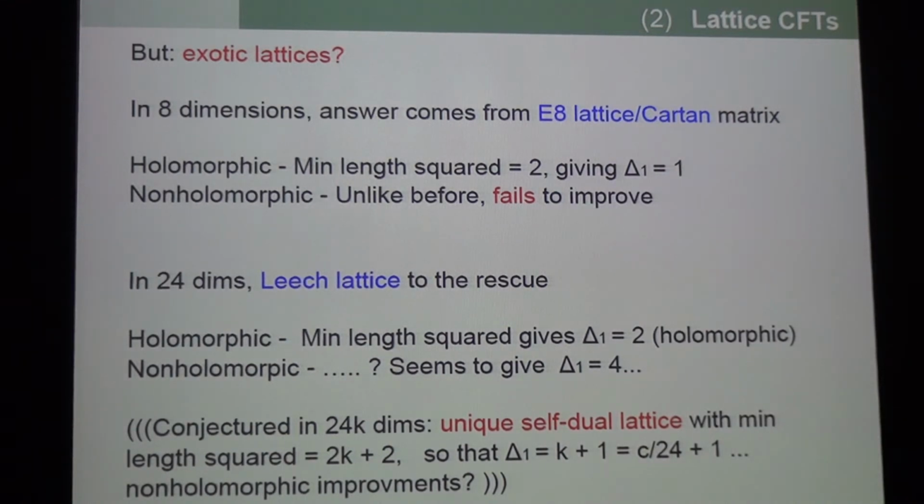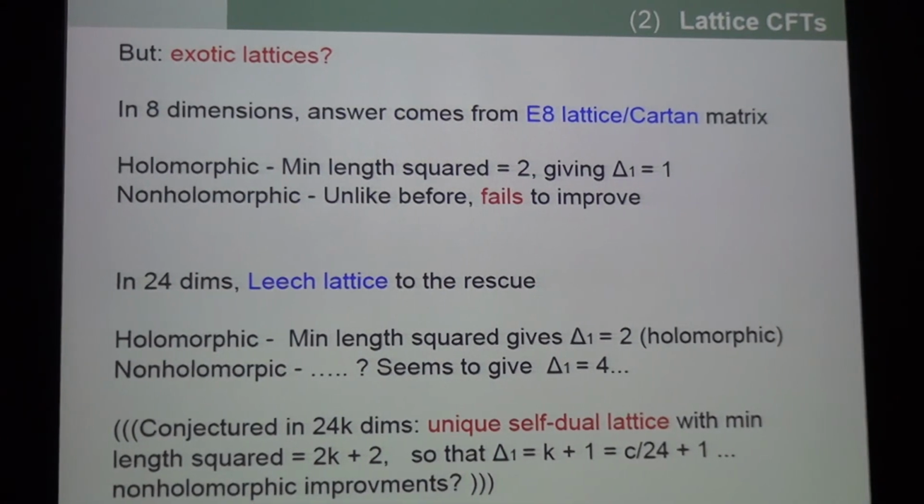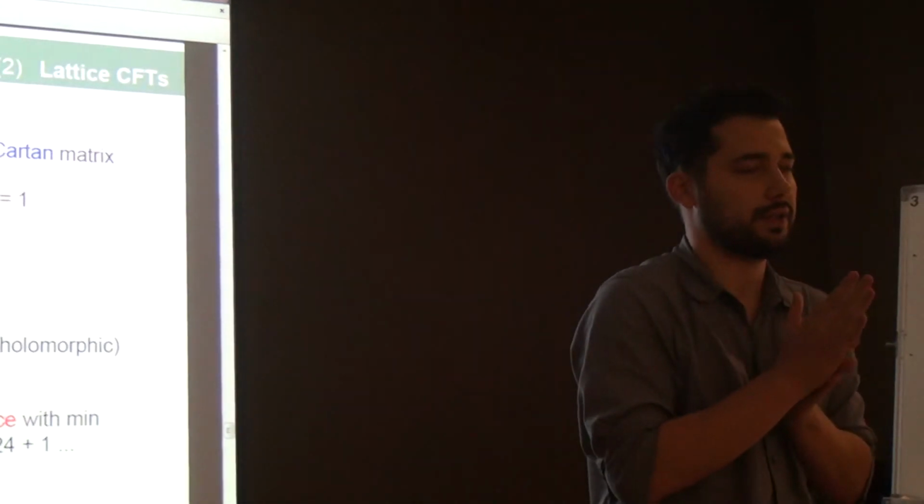Questions? Quick ones? When in the larger lattices, do you get close to saturating your bound? In the SU(N) case, I'll just do the non-holomorphic one because it's the interesting one. For SU(n+1), you get the largest conformal dimension delta 1 going as roughly n over n+1, so constant. It's approaching 1.